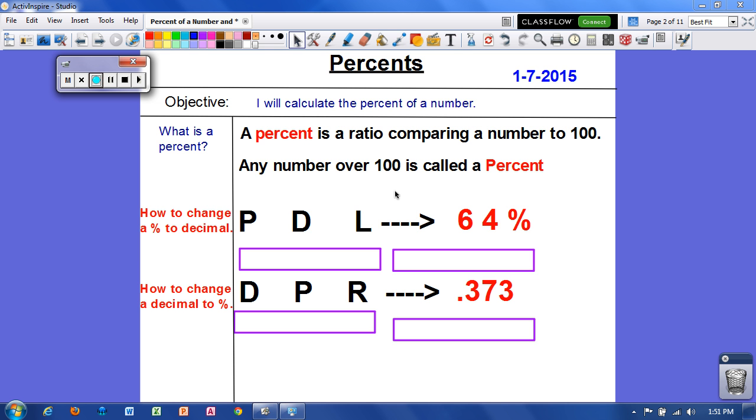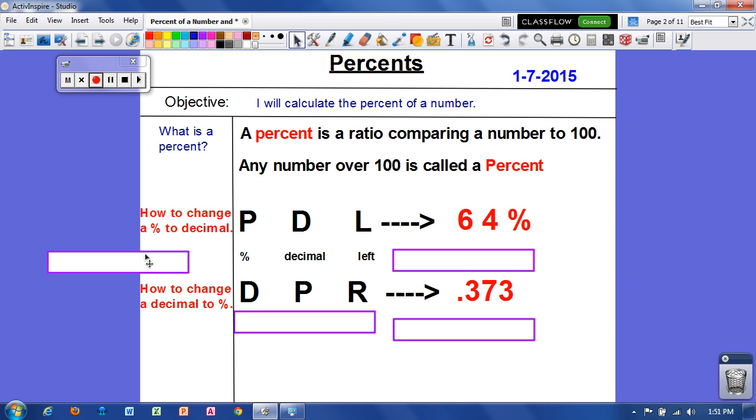So, a percent is a ratio comparing a number to 100. And any number over 100 is called a percent. Now, whenever you're calculating the percent of a number, it is useful to know how to change a percent to a decimal and how to change a decimal to a percent.